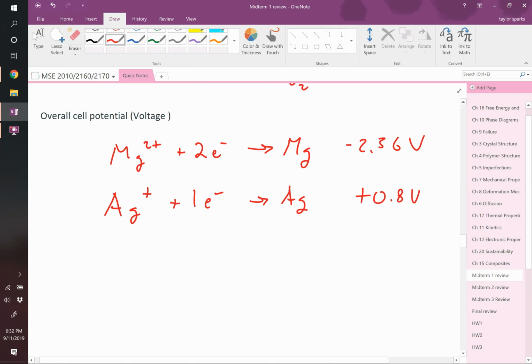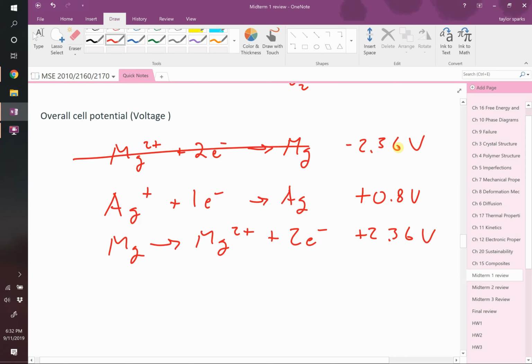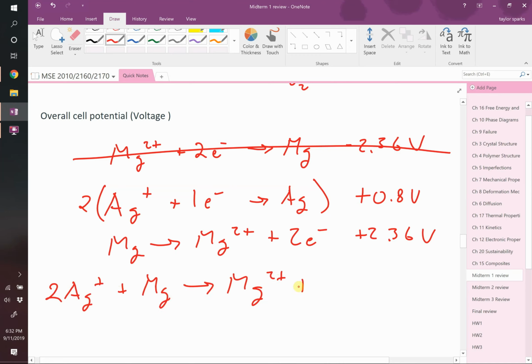So we're going to flip the more negative one, which is now going to be magnesium metal, yielding magnesium 2 plus ions plus 2 electrons for a positive 2.36 volts. We still need to multiply this by 2, though. We do not multiply the voltage by 2, though. It's not like on a per mole basis. It's just like a fundamental material property. So that leaves us with 2 Ag plus magnesium metal yields magnesium 2 plus 2 Ag. And the overall cell potential, delta V naught, is some math, 3 point something, whatever that is.